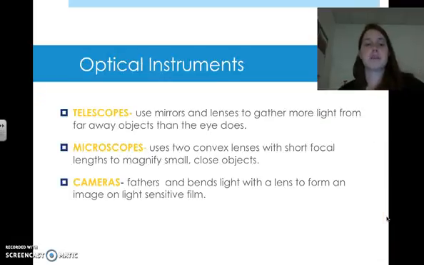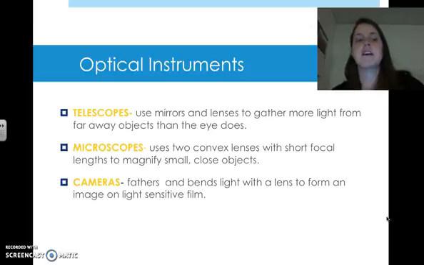So optical instruments. These are some of the more common optical instruments. Obviously you have eyeglasses, but telescopes use both mirrors and lenses in order to gather more light from faraway objects than the eye has the ability to do. So telescopes are really important when we're looking at things that are very, very far away. Microscopes use 2 convex lenses with short focal lengths to magnify small, close objects, so make them bigger.